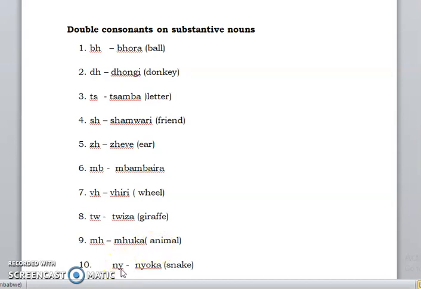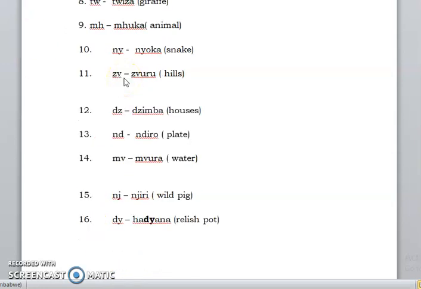The next one is Ny. The example is Nyoka. A noun which starts with Ny is Nyoka, which means snake. The next combination of Z and V, it's Zv, pronounced as Zv. The example is Zvuru, which means hills.